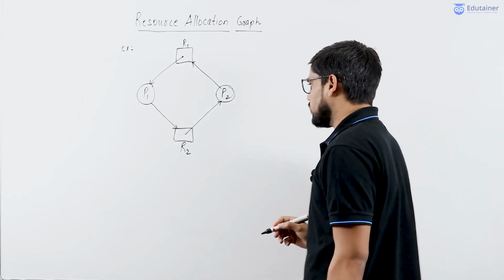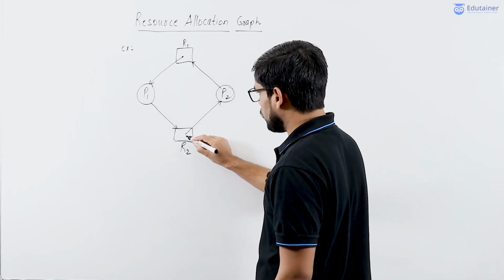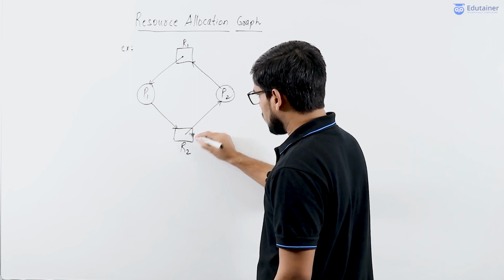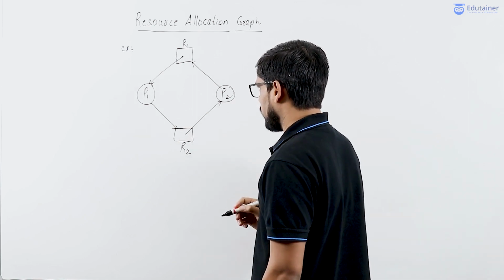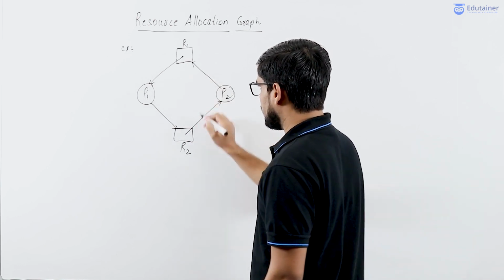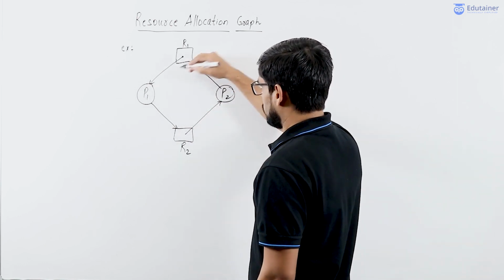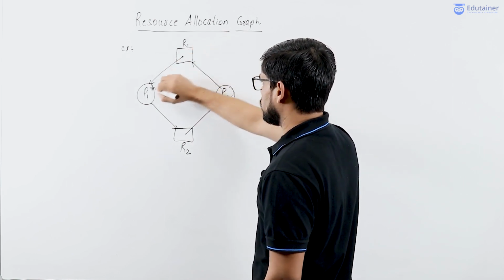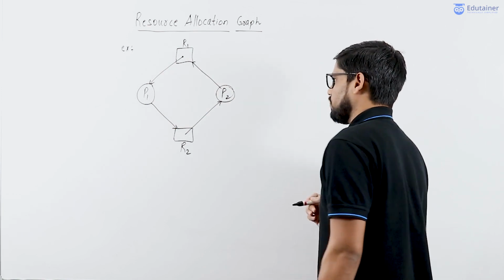Similarly, if you see the direction of the edge from R2 to process P2, it means R2 is allocated to process P2. Okay, so this is the allocation edge, or assignment edge, or you can say the resource is allocated to particular processes. This particular resource is allocated to the different process.